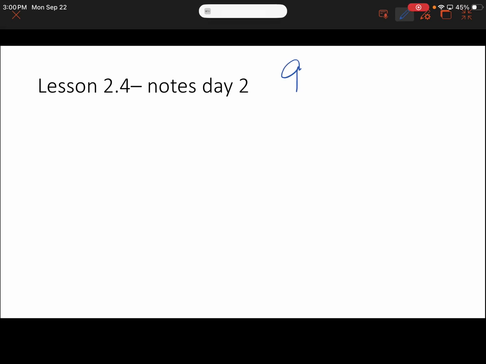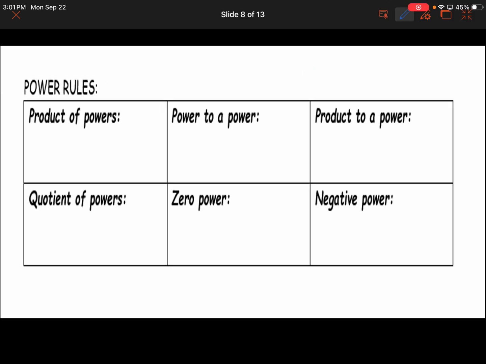Today is September the 22nd, and we are doing day 2 of our notes on negative exponents and zero. Probably the most challenging because we're learning something new and then we are putting it together with all of the other rules. So let's just start by making sure you can name all the power rules. Right now, from memory, see if you can write the rules.